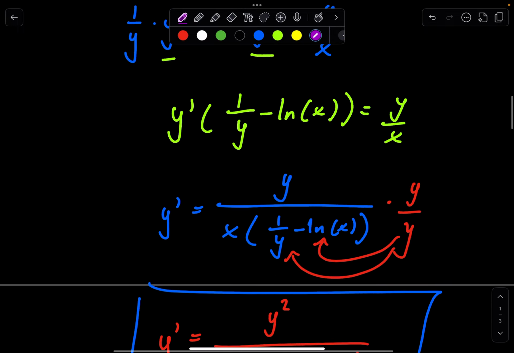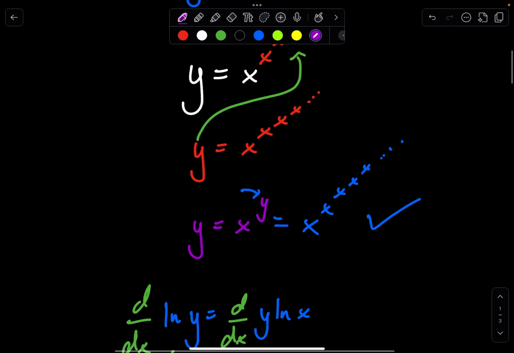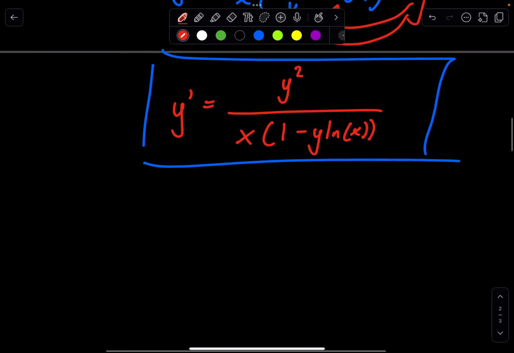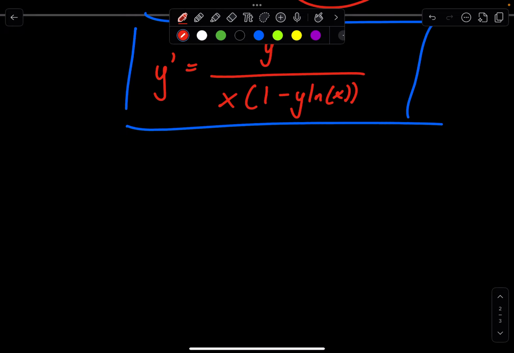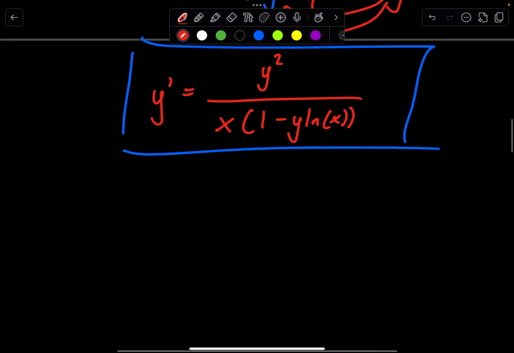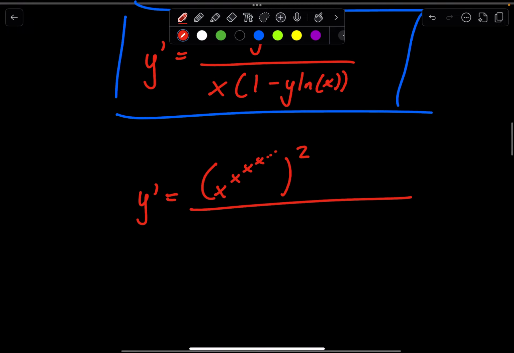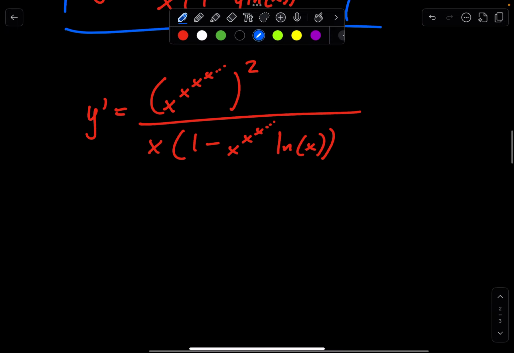But to look cooler, we can really plug in y for what it was originally. y is x to the x indefinitely. So, ladies and gentlemen, that means our answer, I'll do it in red again. Our answer for today is y prime is equal to x to the x to the x to the x dot dot dot all squared all over x times 1 minus x to the x to the x dot dot dot ln of x. Now you'll notice something right here. You can even simplify this further, but this is just to look cooler and be more fun.